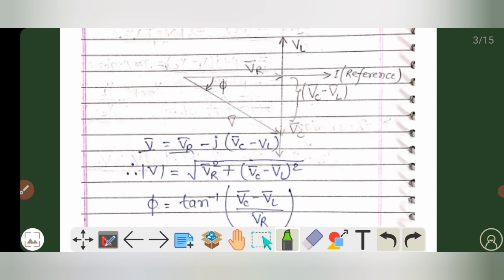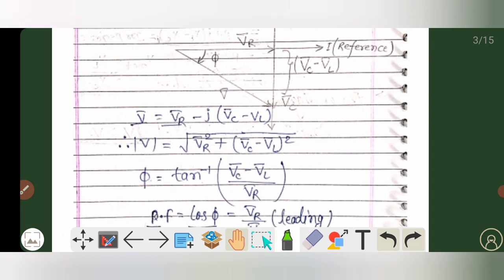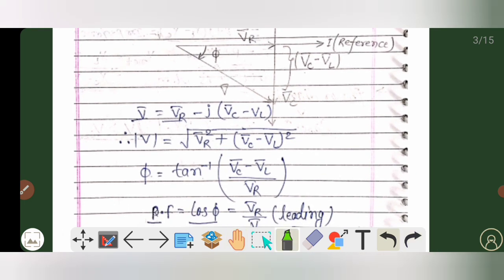Now if you want to calculate the value of tan phi, it comes out to be (VC minus VL) by VR. In the same way, phi comes out to be tan inverse of (VC minus VL) by VR. If you want to calculate cos phi from the same triangle, then cos phi will be VR by V, as you can see here.